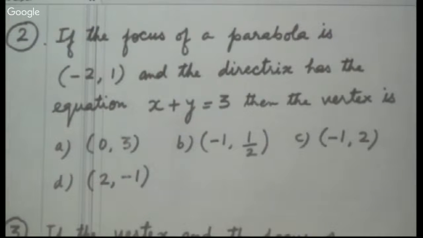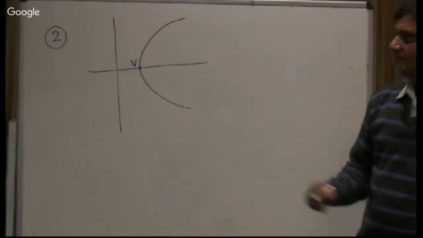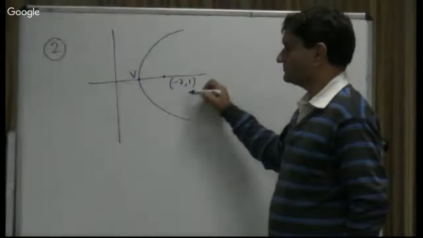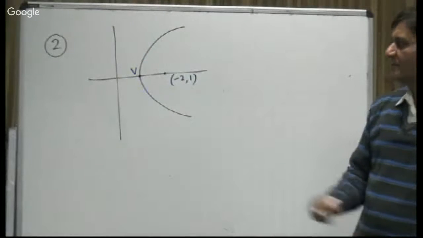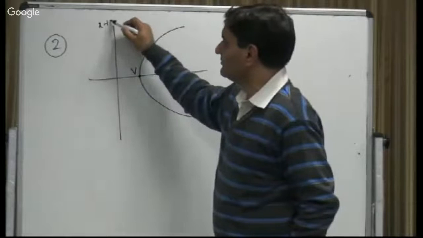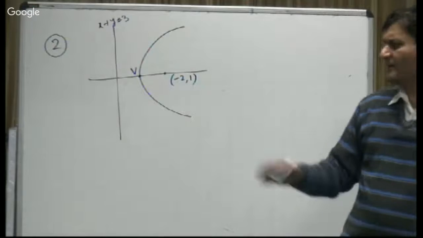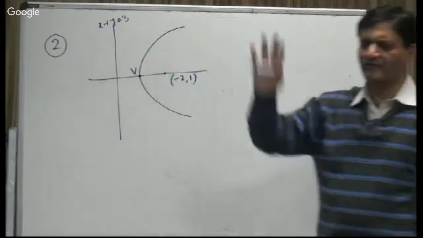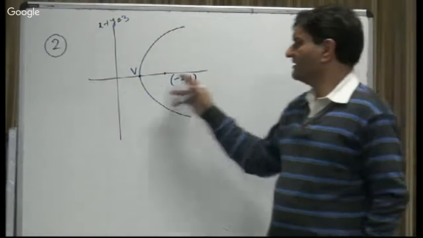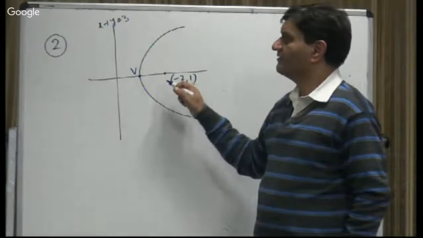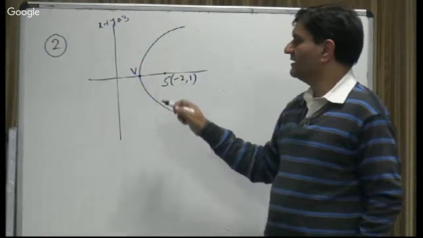See, we have to find the coordinates of the vertex V. And what is given to us? The focus is given. Let us say the focus is (-2, 1). The directrix is also given, x + y = 3. Listen, we are not taking this to be the x and y axis. I have not drawn the axis. So this is the axis of the parabola. This is the directrix. Vertex we have to find. What is given to us is the focus and the directrix.